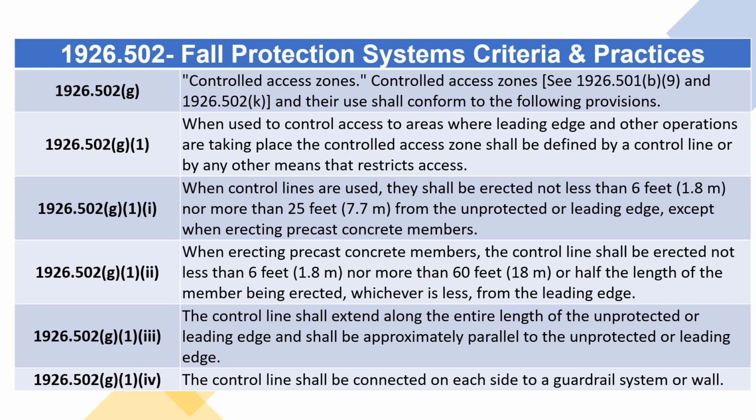When control lines are used, they shall be erected not less than 6 feet, 1.8 meters, nor more than 25 feet, 7.7 meters, from the unprotected or leading edge, except when erecting precast concrete members. When erecting precast concrete members, the control line shall be erected not less than 6 feet, 1.8 meters, nor more than 60 feet, 18 meters, or half the length of the member being erected, whichever is less, from the leading edge. The control line shall extend along the entire length of the unprotected or leading edge and shall be approximately parallel to the unprotected or leading edge. The control line shall be connected on each side to a guardrail system or wall.